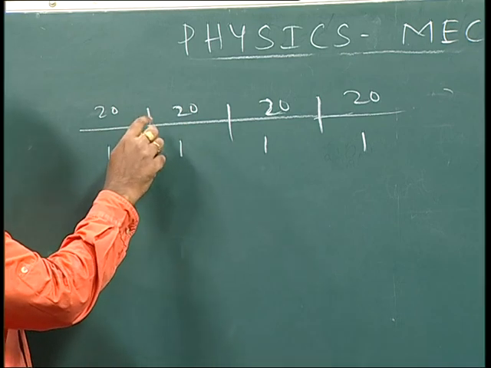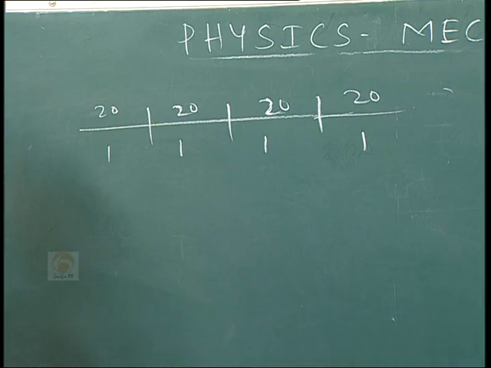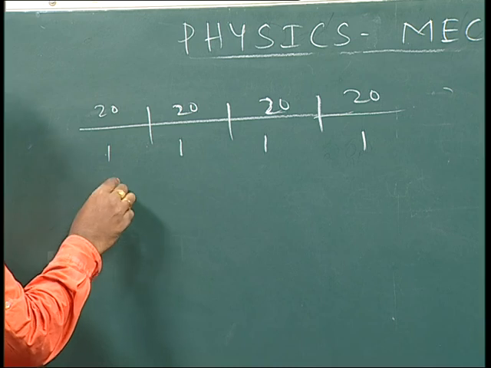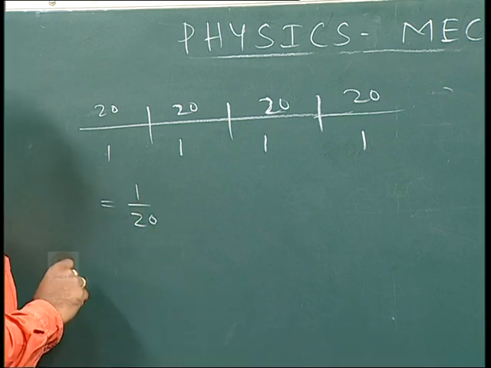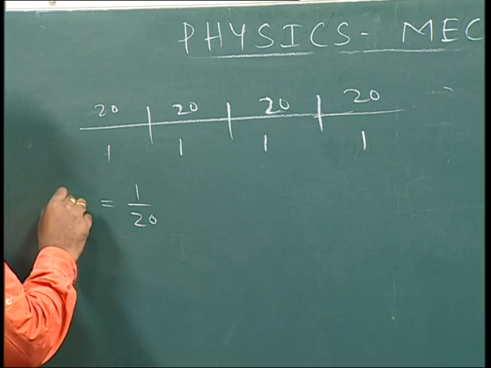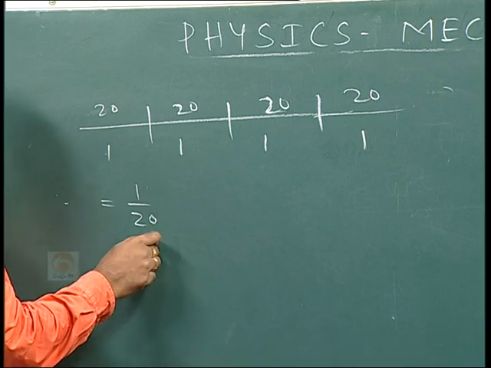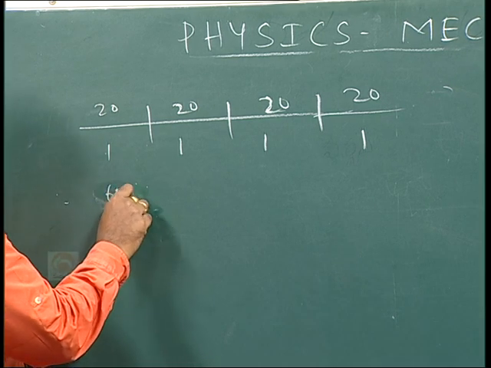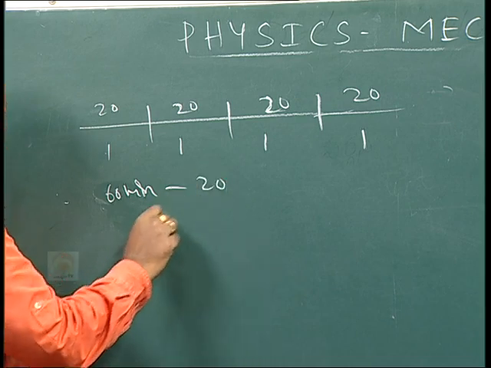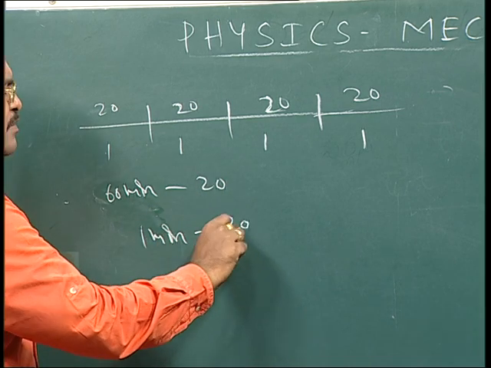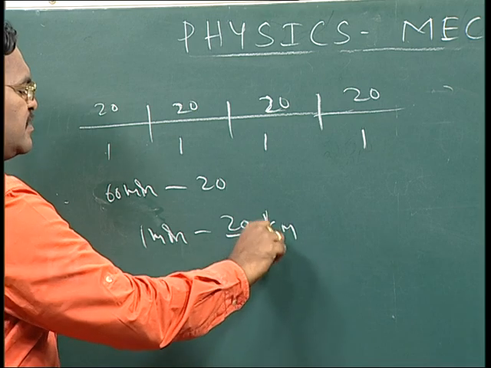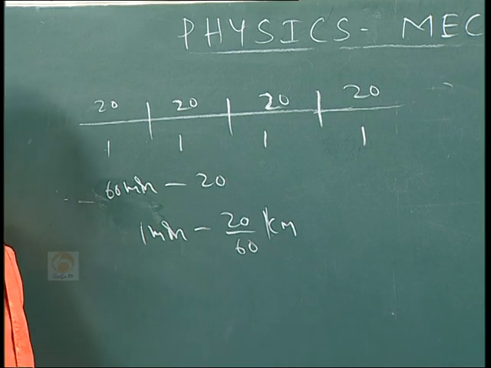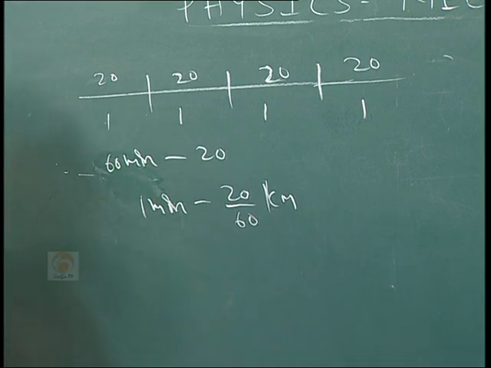Uniform velocity means the body covers equal displacements in equal intervals of time. In each hour it travels 20 kilometers, and in each minute how much does it travel? In 60 minutes it travels 20 kilometers. In 1 minute how much distance does it travel? 20 by 60 kilometers. On that occasion the body is said to be moving with uniform speed.